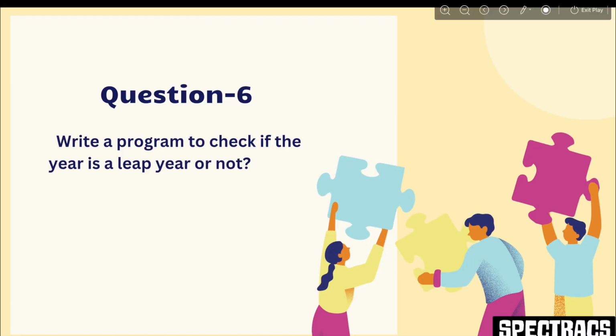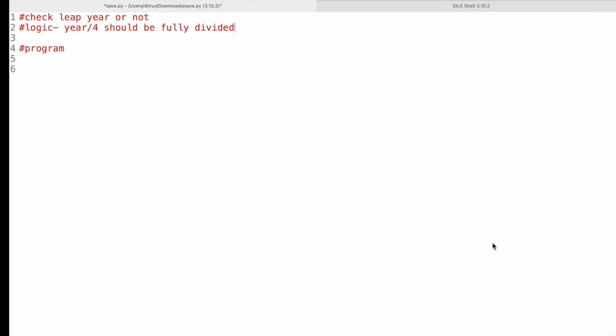Write the program to check if the year is a leap year or not. So in this question they're asking us to check if the entered year is a leap year or not. So we're going to use the logic that if the year is divided by 4 and it is fully divided, then it is a leap year, otherwise it isn't, which is similar to the previous question. So first get the year as input, which is int(input("Enter year")).